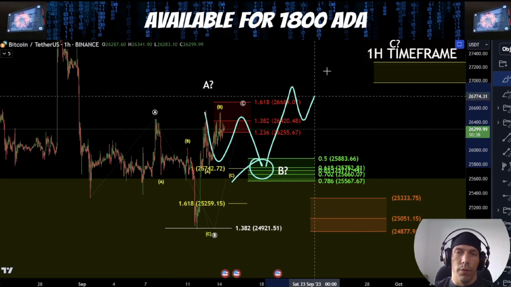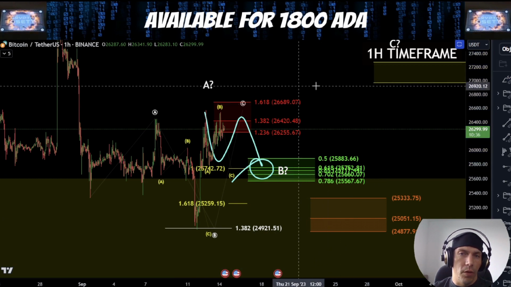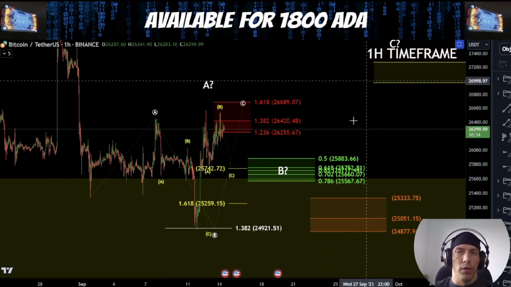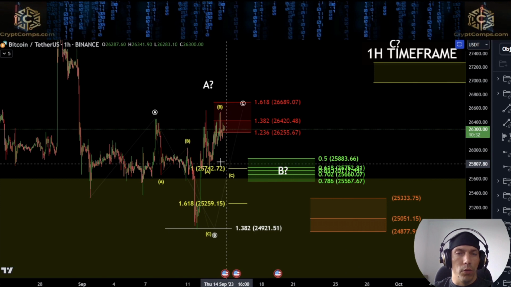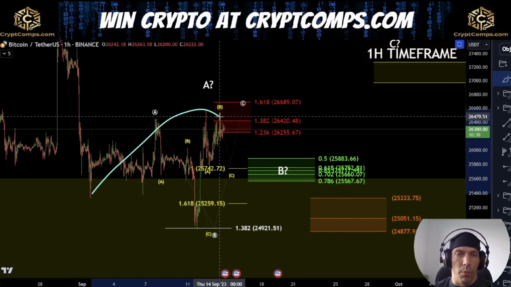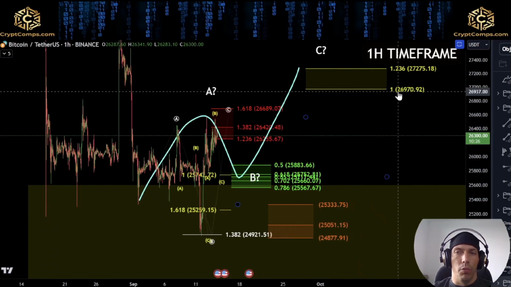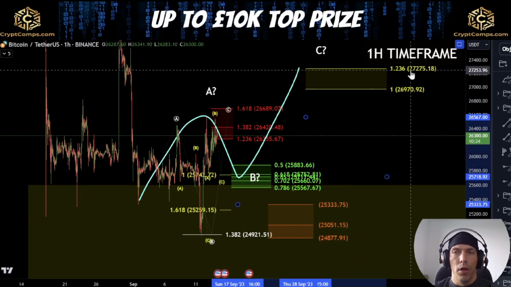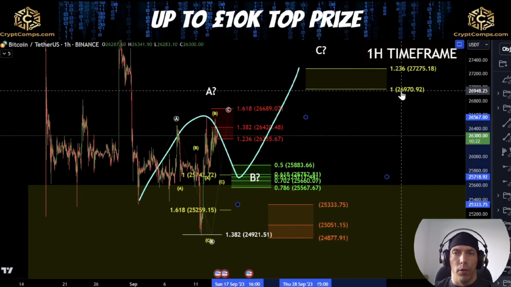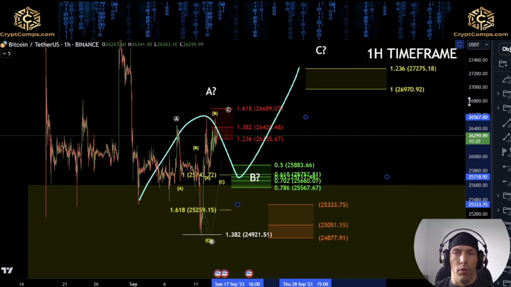If we start to get 5-wave moves to the upside, then potentially we could be looking for that extension up in that C wave. Alternatively, this could also just become a bigger A, B, and then we get a C wave where we could look to push up towards the zone of 27,275 to 26,970.